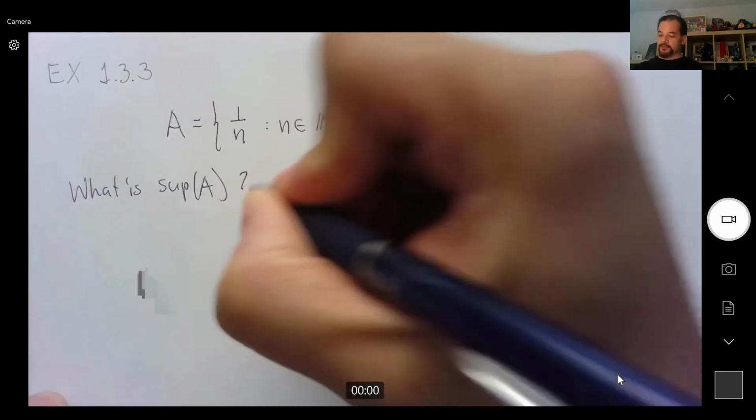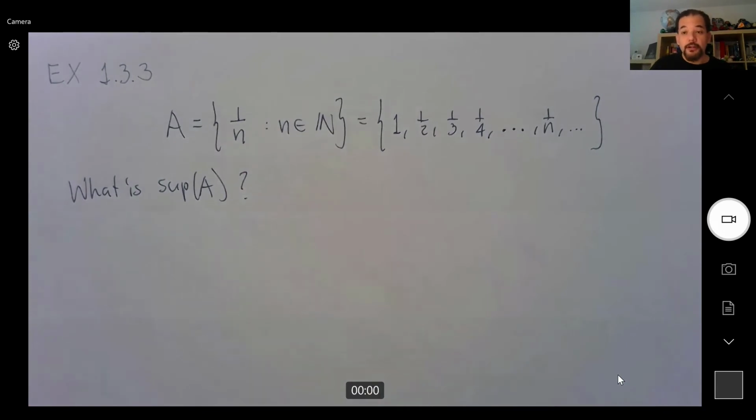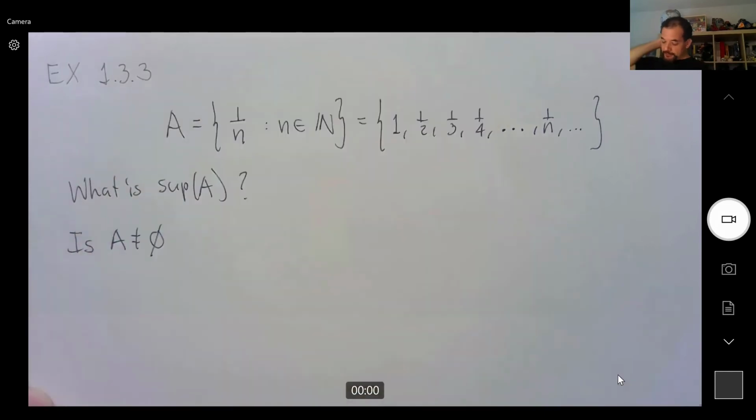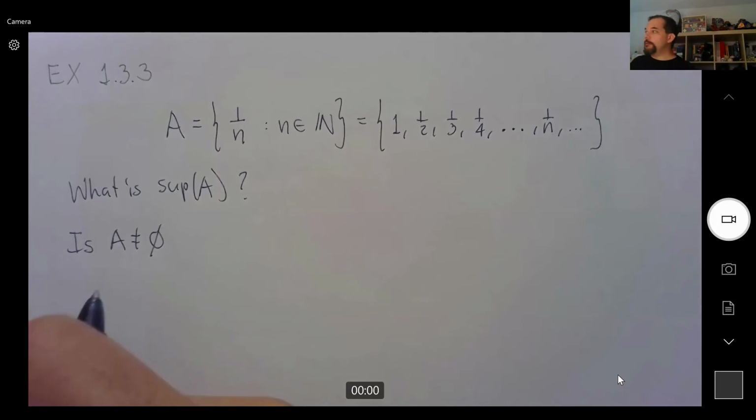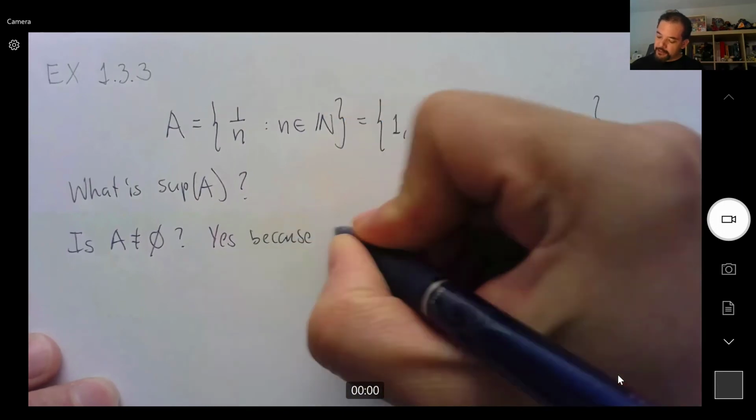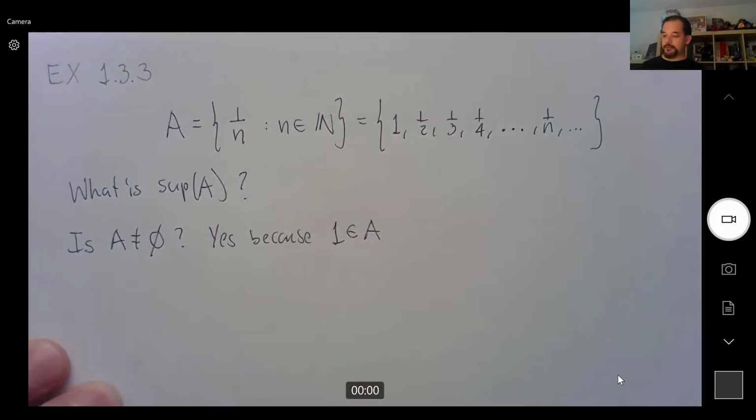Well, first of all, does it have a supremum? Because to use the axiom, we need to check that it is non-empty and bounded above. Okay, so let's start with that. Is it non-empty? Yes. Obviously. And how do you convince someone that a set is non-empty? You show an element. Is A non-empty? Yes, because I'm going to pick 1. 1 belongs to A. But if you pick 1/2 or 1/5, it will work as well.